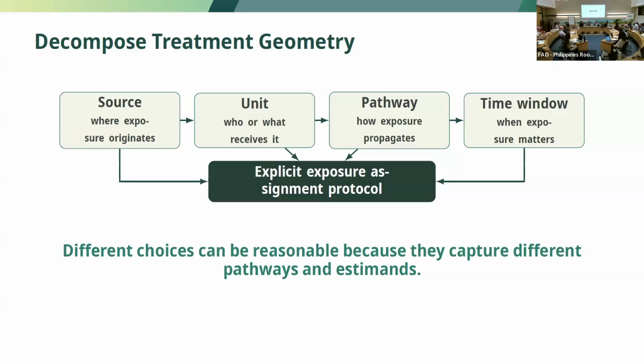So we can break down the concept of treatment geometry into four different choices or questions that you'd ask yourself. One is, where does the exposure originate? Is it a project? Is it a natural event? Who is exposed? What's the receiving unit? Is it a person, a firm, a natural landscape? What's the pathway to exposure? How does it propagate? Does it move across space like locust? Does it move across time like locust, or is it static?